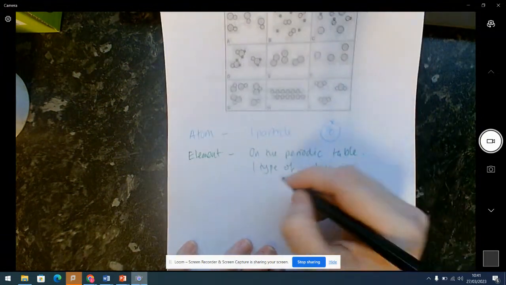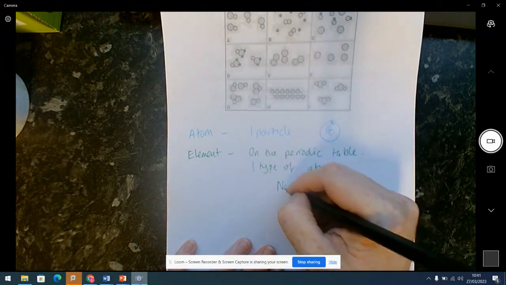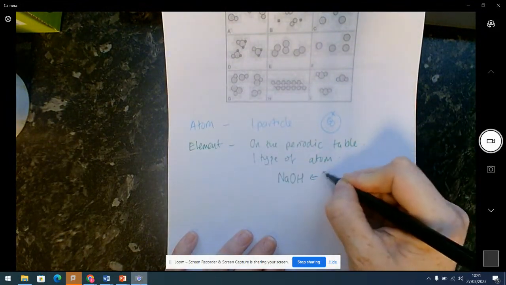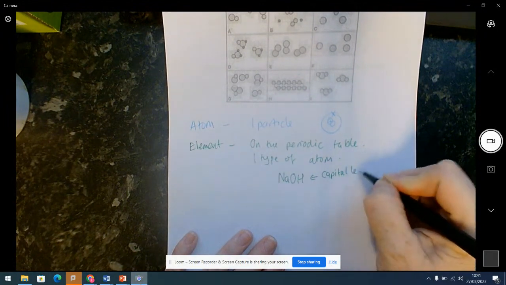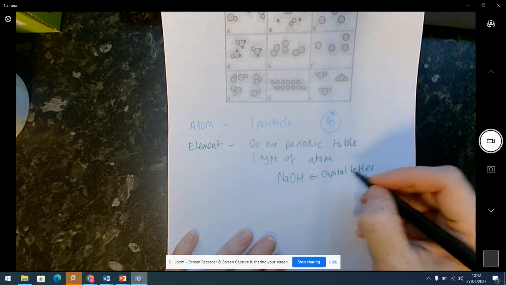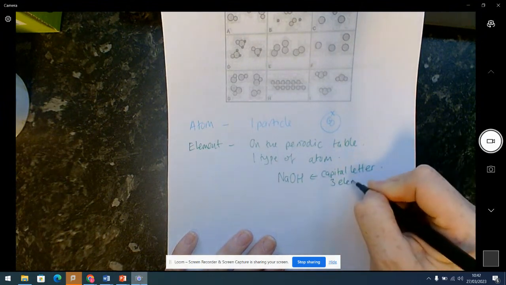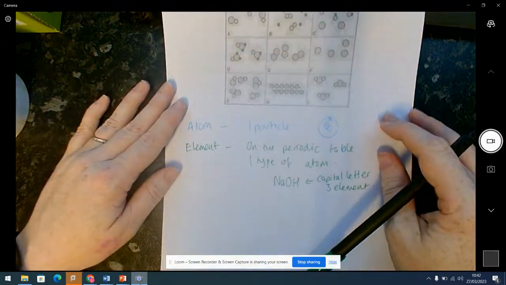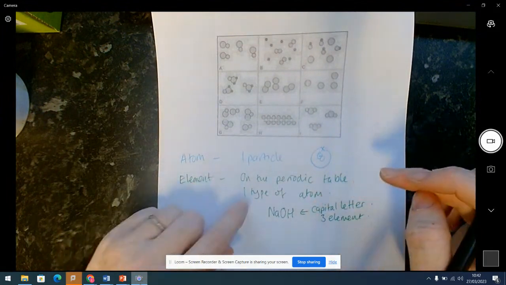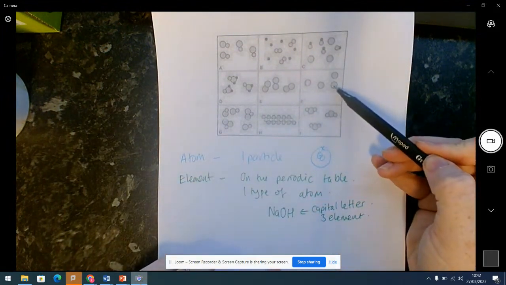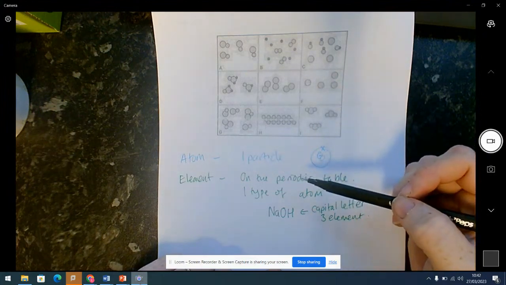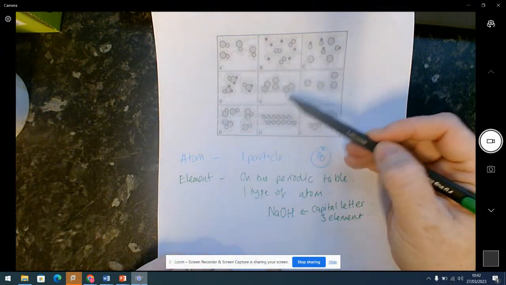And the way to spot an element, for example, in a formula, so let's say I've got the formula NaOH, you want to be looking for capital letters. So the capital letter tells you you've got an element. Here you can see I've got 3 capital letters, so therefore I would have 3 elements. And if I'm looking for this specifically in a diagram, I've said that an element is one type of atom. So you can see in picture F, there is only one type of atom present, so therefore it would be an element. The same for picture E.